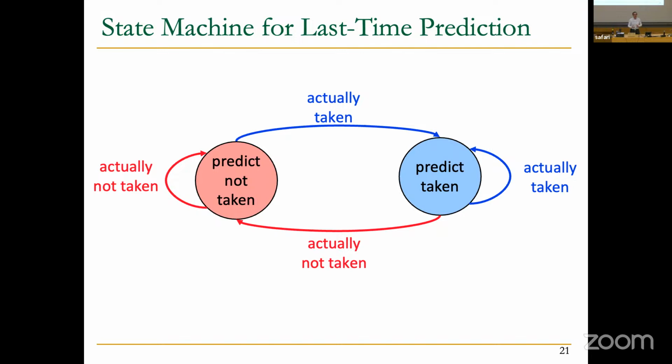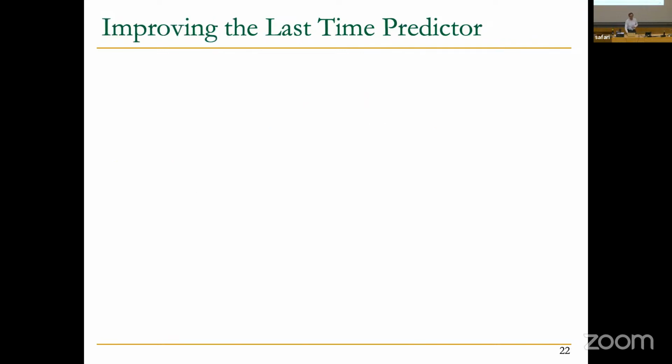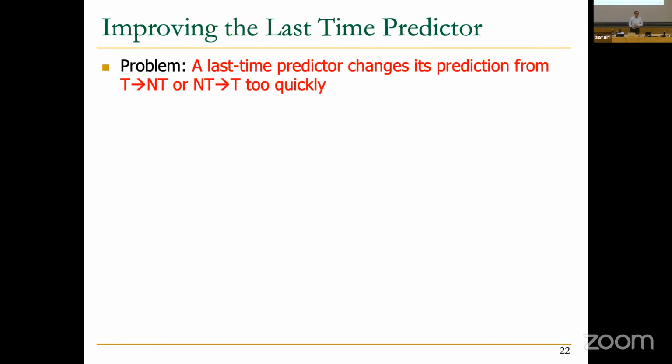But maybe this is not what we should do with branches, and people have figured this out. And that brings us to the next thing. Basically, one issue with the last-time predictor, and you could come up with other issues also, but one issue that people have found is that it changes its prediction from taken to not taken, or not taken to taken, quickly. It sees one piece of evidence and says, oh, I'm going to predict the branch the other way around. As a result, it may not do well in cases where the branch has a reasonably dominant direction, but once in a while changes behavior.